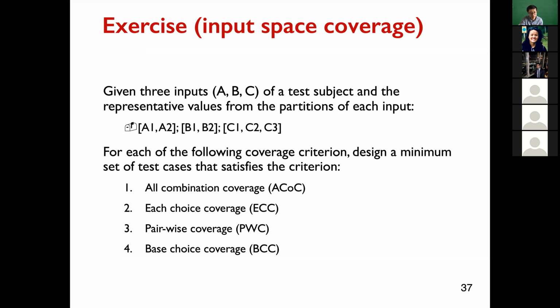Let's have some time to do this exercise, and let's have a break. After we come back, we will discuss the answers to this exercise, okay?